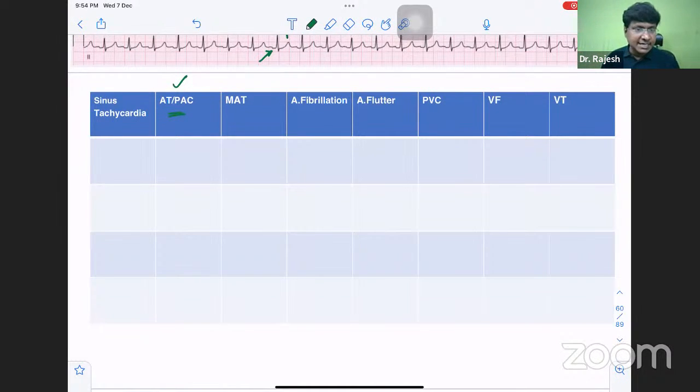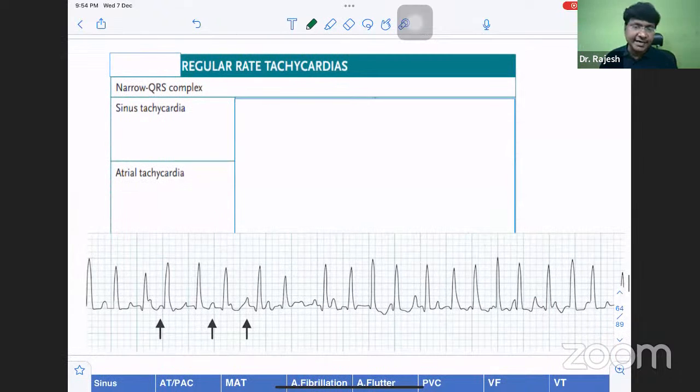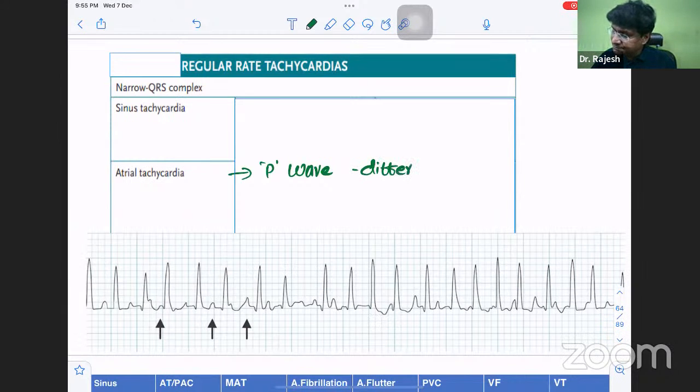Now, let me show you the ECG of atrial tachycardia. See, this is the ECG of atrial tachycardia. In atrial tachycardia, the P wave morphology will be different. You will have 1:1 conduction, but the P wave morphology will be different. Take this P wave and this P wave, this P wave and this P wave. They are completely different P waves. That is how you will diagnose atrial tachycardia. And how will you treat atrial tachycardia? This will not convert to sinus rhythm with vagal maneuvers or adenosine.